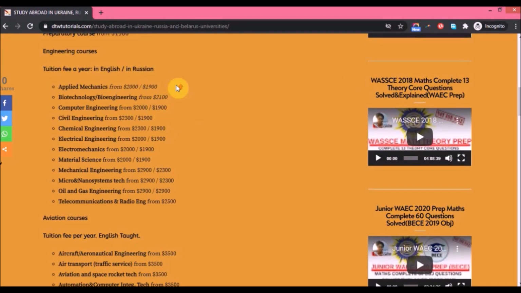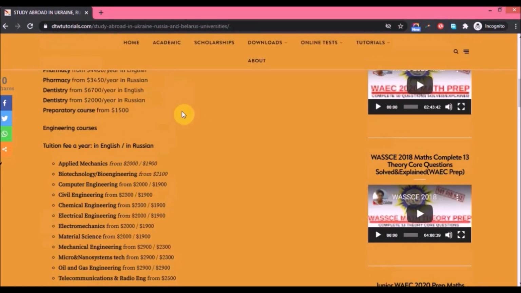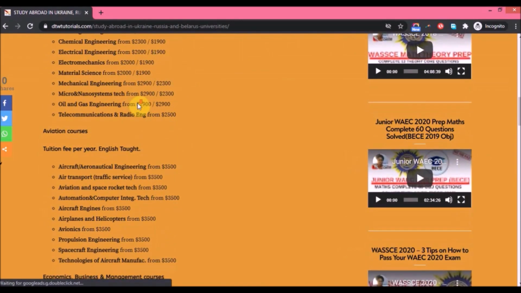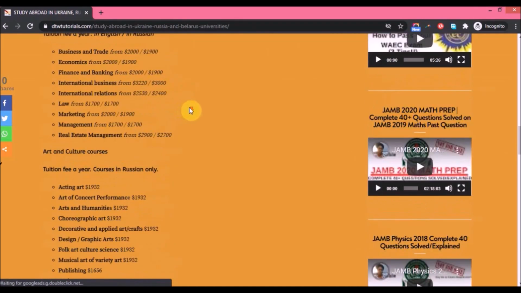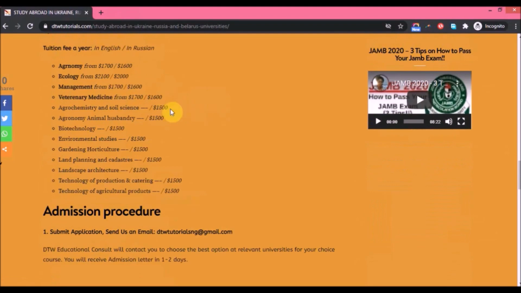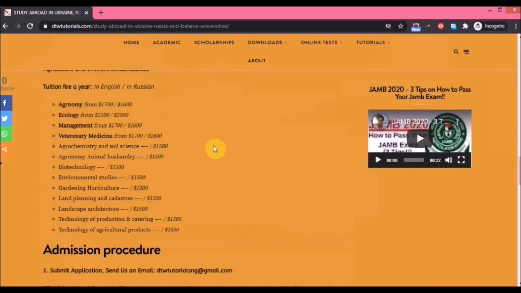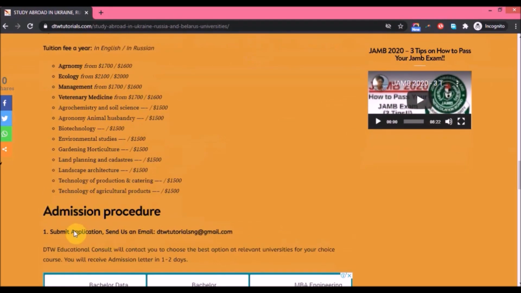If you want to study in Russia, you can do a first year prep course to learn Russian. But if you don't want to, then you study in English. You can see the courses and the prices here per year. For several courses, you can quickly go to the DTW site and go through the prices. Now this is the admission procedure.